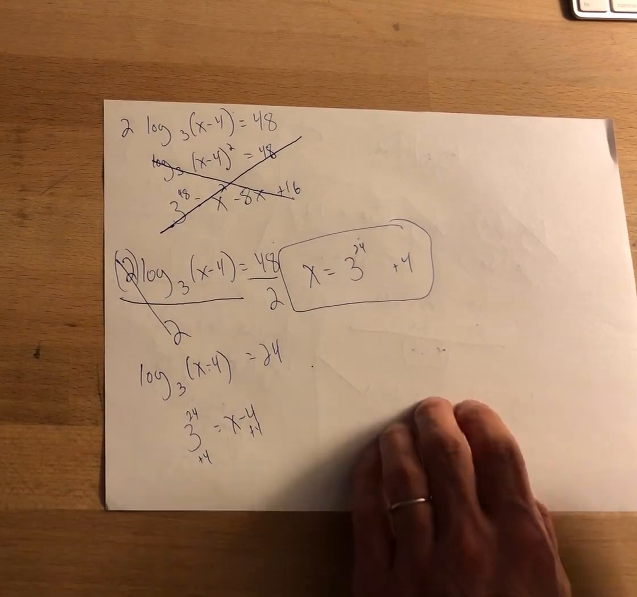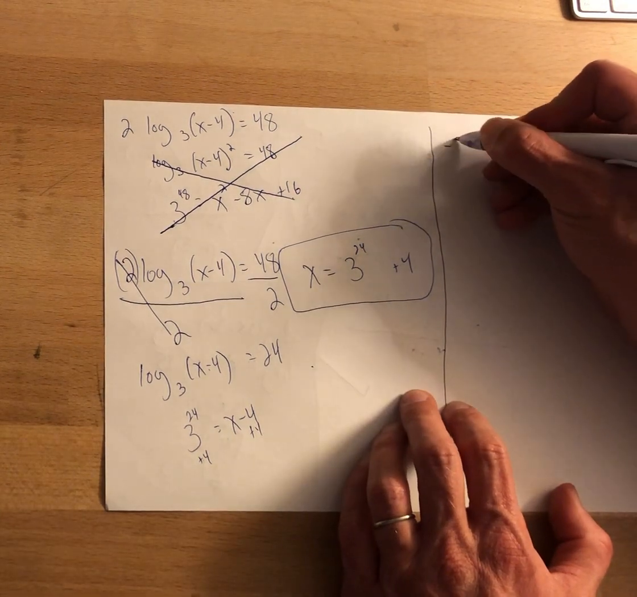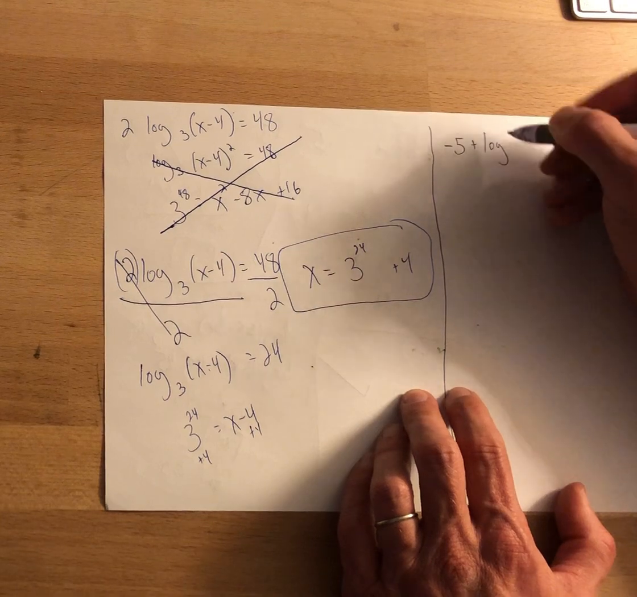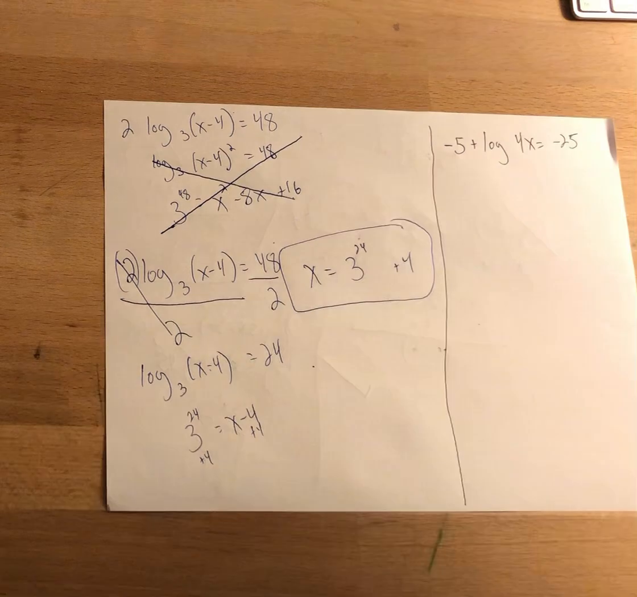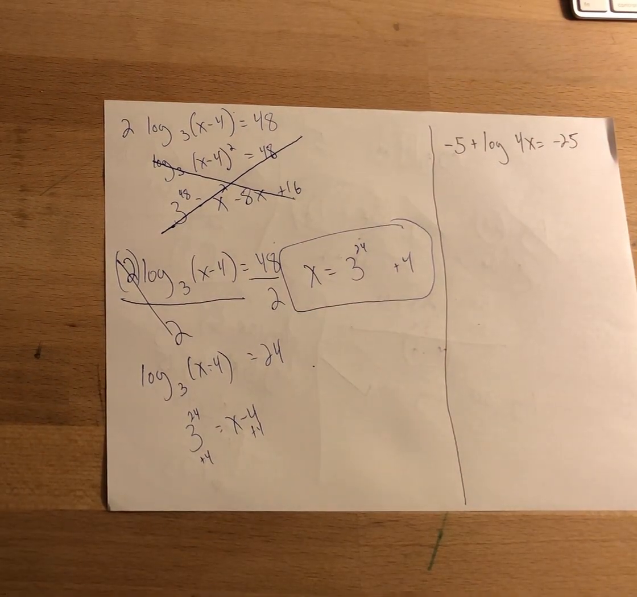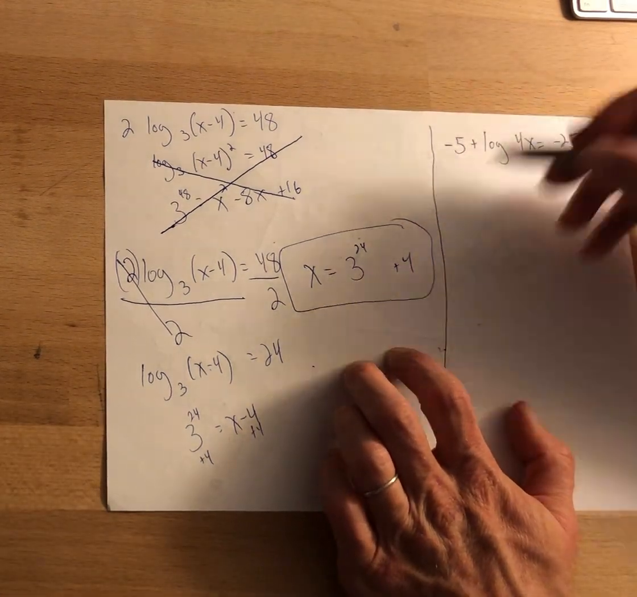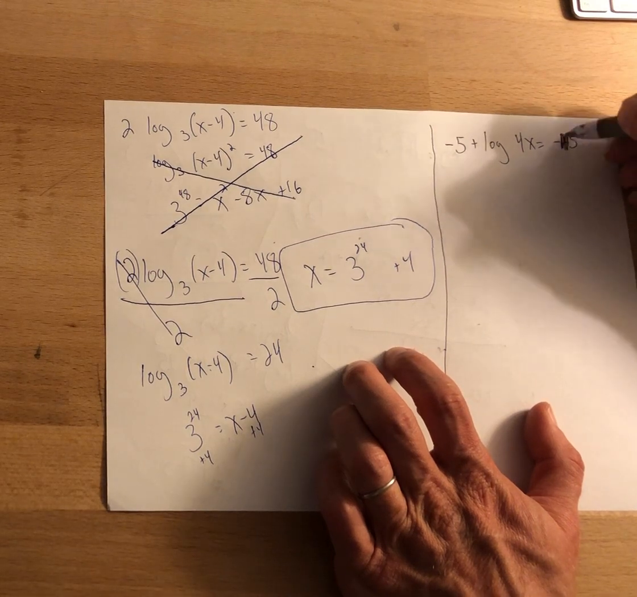Another example, when they give you an equation that you can solve with algebra, is the next one, where I say you have negative 5 plus log of 4x equals negative 25. Let's see if you can solve this. Actually, what I'm going to do is change this, because this is going to give me a huge number just like this.